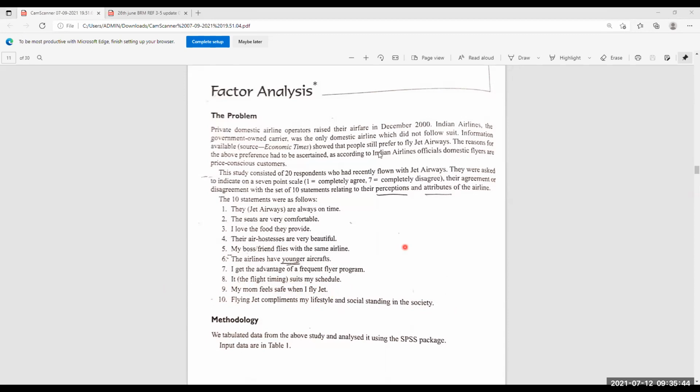So what do you think the 10th point is basically? The 10th point is perhaps to find out what these 10 statements are being used for: finding the perception and attributes that people feel about Jet Airways. So the 10th point could be whether people gain some kind of social status if they were to declare that they were flying Jet. All right. So these 10 statements are examples of the interval scale items.